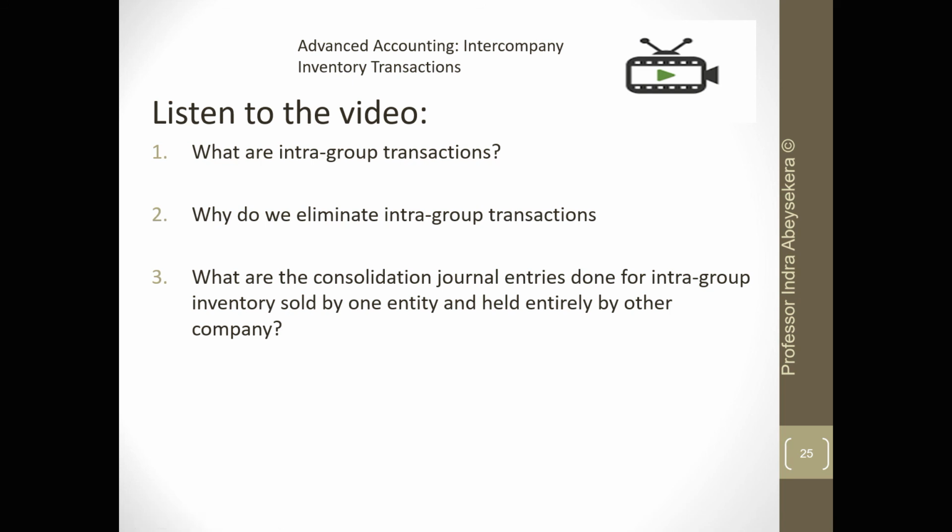So what are intergroup transactions? Why do we eliminate intergroup transactions? What are the consolidation journal entries done for intergroup inventory sold by one entity and held entirely by the other entity in the group? So collect your thoughts, think about it.